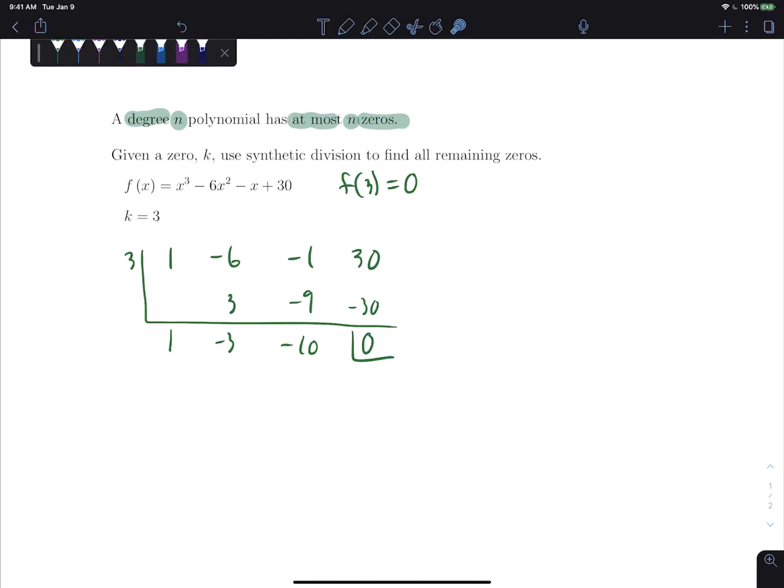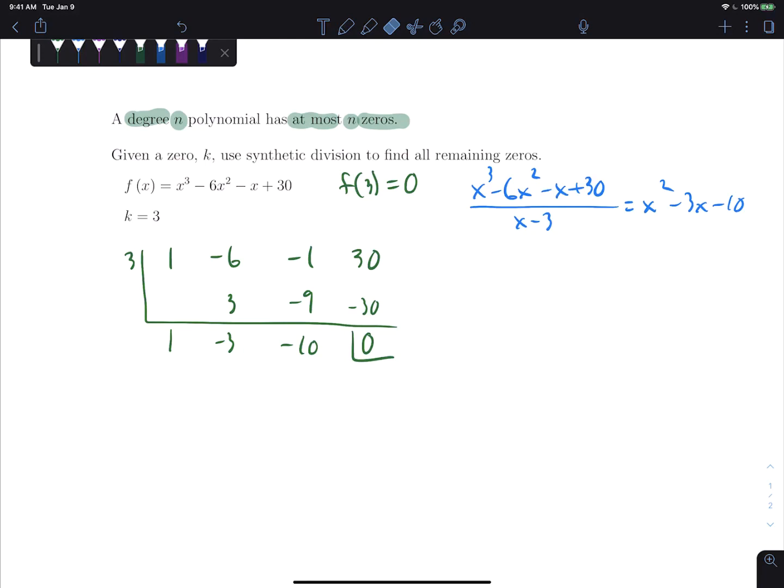But here's the thing. If we were to actually do the division, what we really just did is x cubed minus 6x squared minus x plus 30 all over x minus 3 is equal to x squared minus 3x minus 10. That's what this is telling us here.